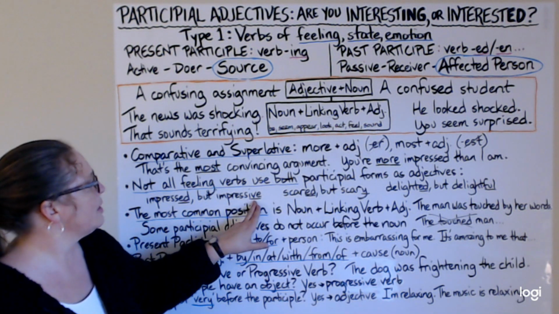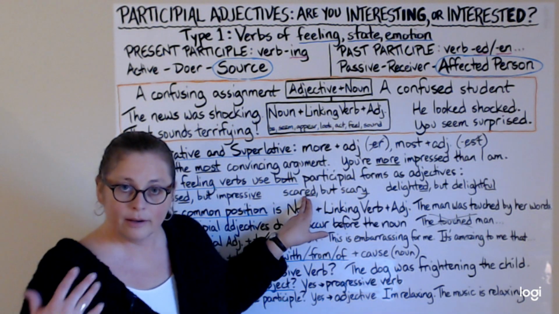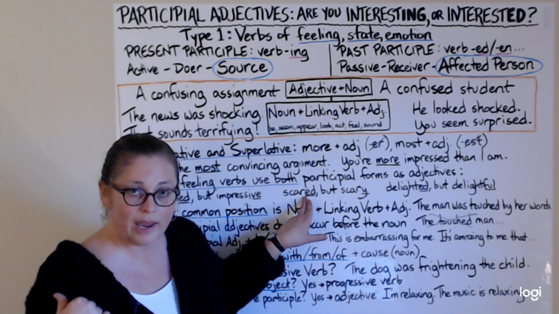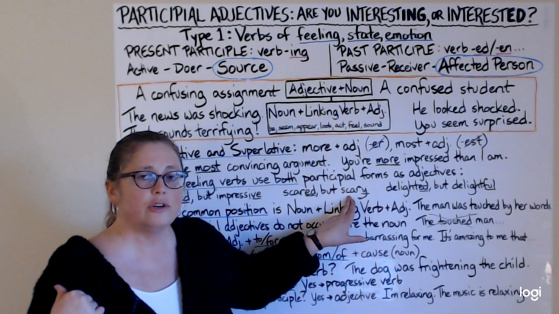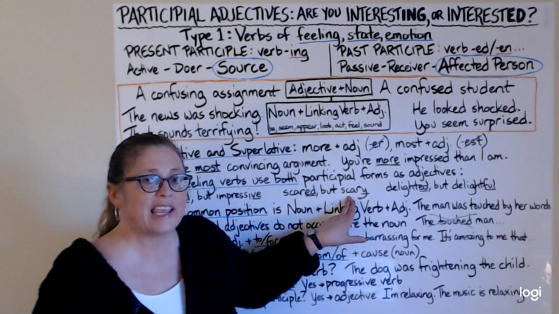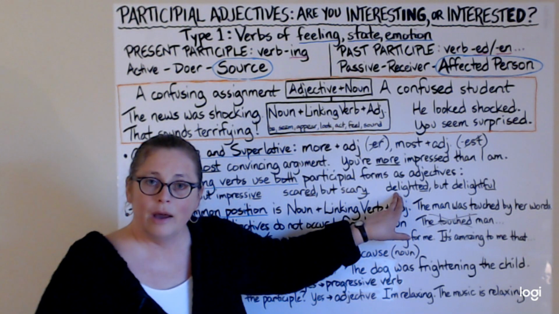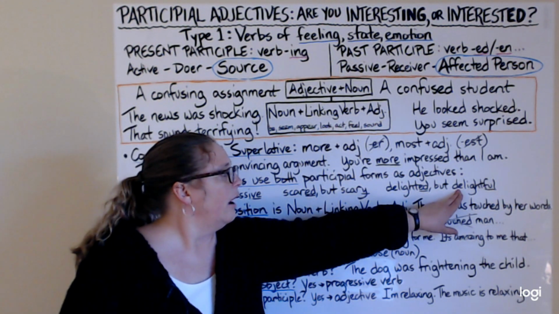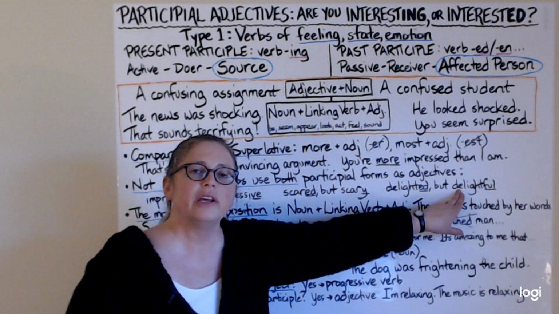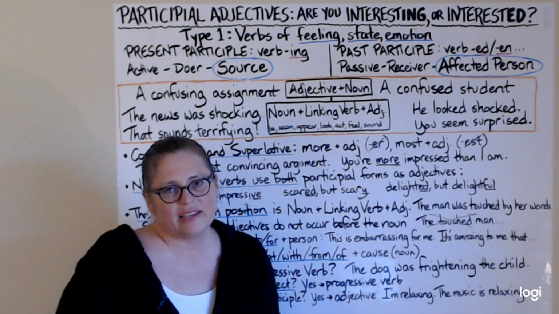You say the lecture was impressive. That's the active form. Scared is the receiving affected person form. The child was scared. But you don't say the dog was scaring. That's not the adjective. The adjective is scary. She was delighted, but not the party was delighting. No, the party was delightful. How do you learn these? You have to just memorize them.